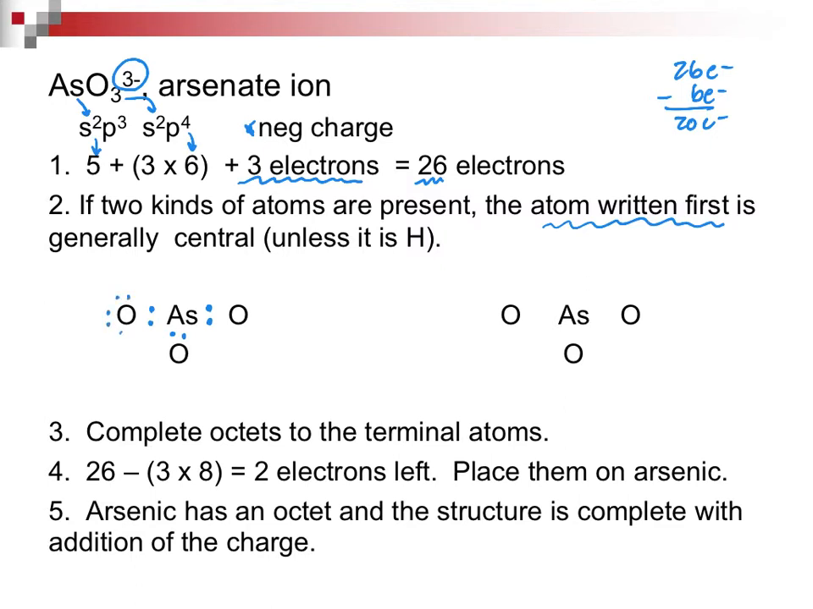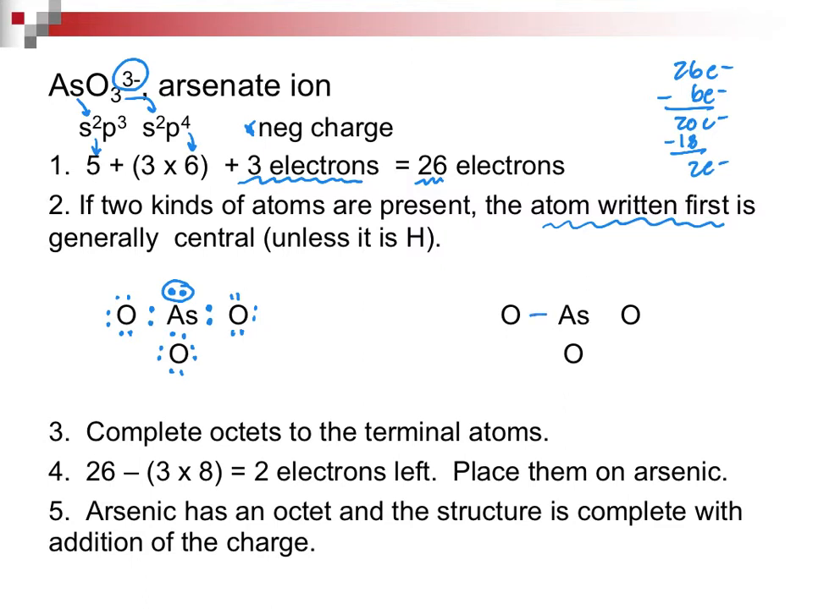1, 2, 3, 4, 5, 6, 7, 8, 9, 10, 11, 12, 13, 14, 15, 16, 17, 18. Oh, I know this is like grade school counting, isn't it? What I have are 2 electrons left over. You're going to run into this a lot as you draw structures, and what you do is you place them on that central atom. Now, you're not supposed to draw a little circle around it, but I usually do to designate that it is a lone pair.